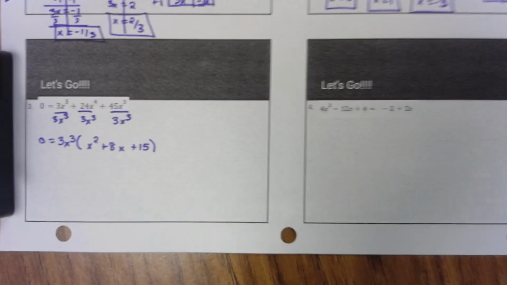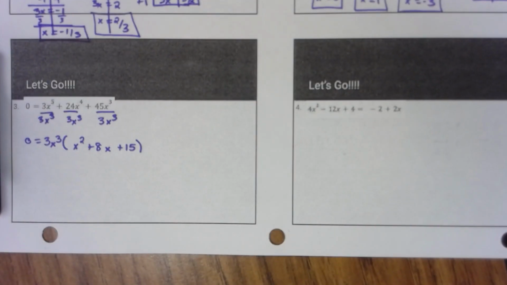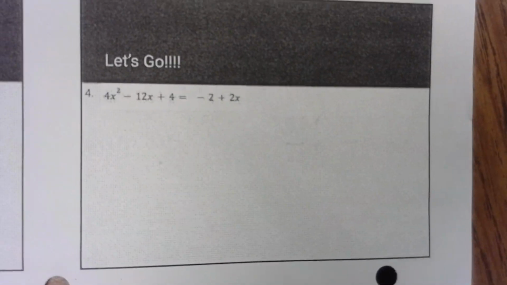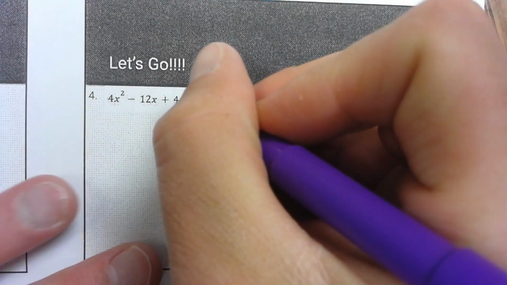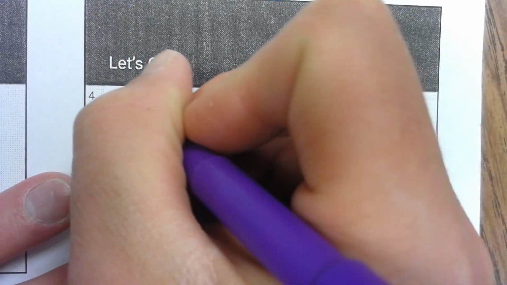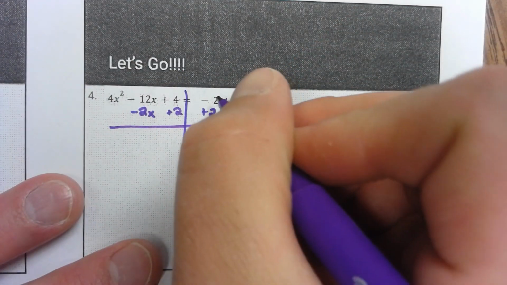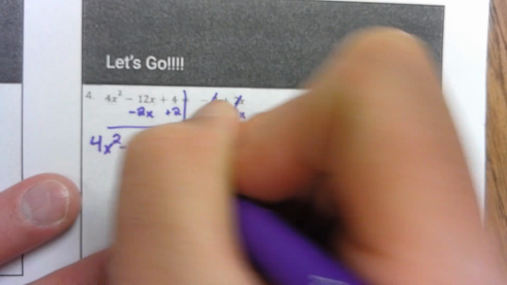All right, on number 4, because I want you all to take number 3 from there and finish it on your own. Number 4, nothing is ready for us to solve yet. You need to get one side equal to 0 before we can start to factor it. So with number 4, we're going to start by adding 2 and minusing 2x from both sides. So minus 2x, and I'm going to add 2 from both sides. That makes this right side 0. That makes the left side 4x squared minus 14x plus 6.